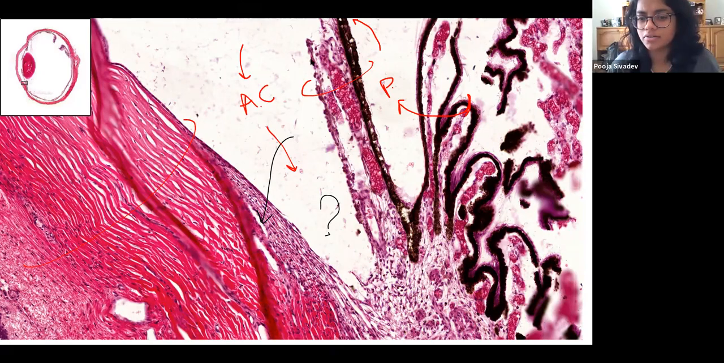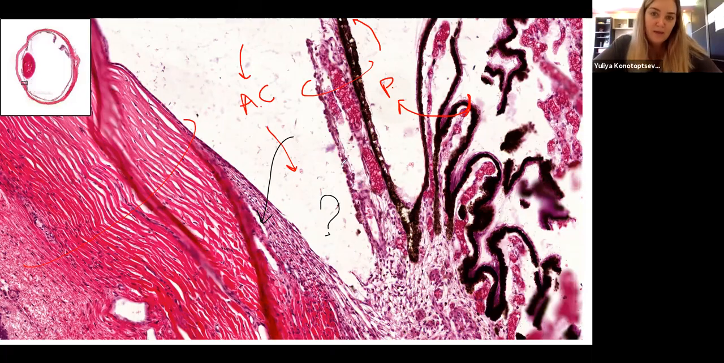Iridocorneal angle. Very good. Yes, we call it iridocorneal angle, right? It's the angle or corner between iris and cornea itself. So it flows into this angle. From iridocorneal angle, it's going to flow into these spaces. Do you see? This is a space. This is also a space. And this is also a space. So these are spaces of Fontana. So from iridocorneal angle, it flows into the spaces of Fontana.